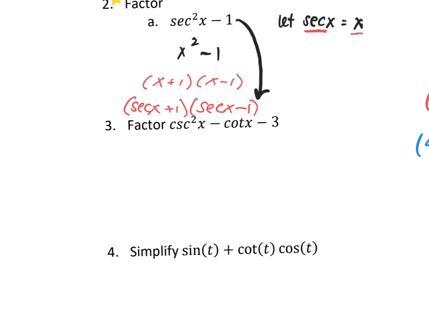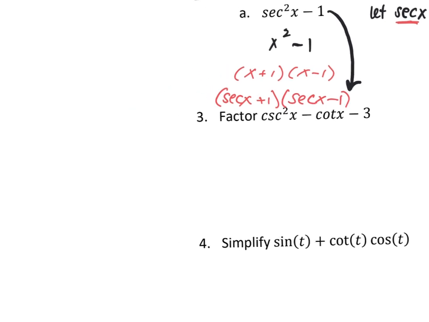All right, so do we have a Pythagorean identity, possibly, that includes cosecant and cotangent? Well, we do, okay? It is 1 plus cotangent squared equals cosecant squared. So instead of cosecant squared, I can just write 1 plus cotangent squared x.